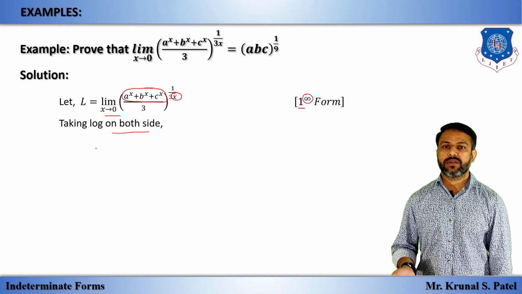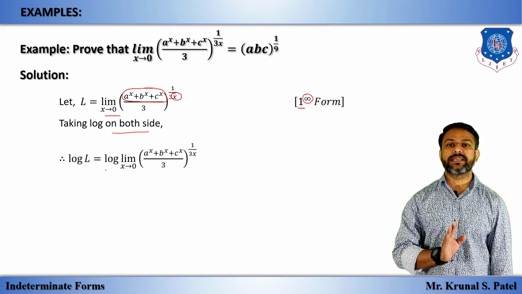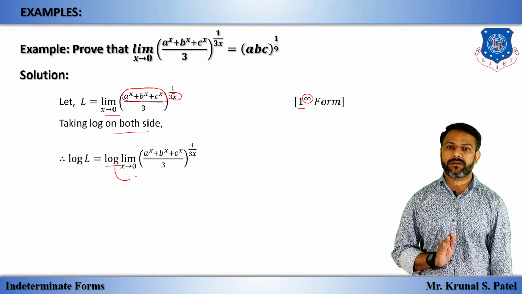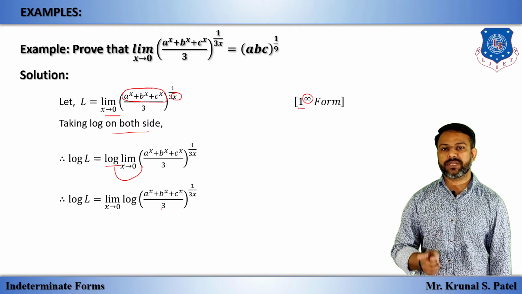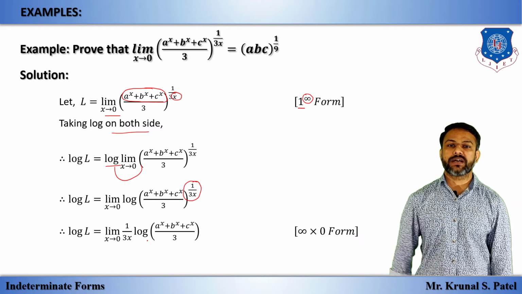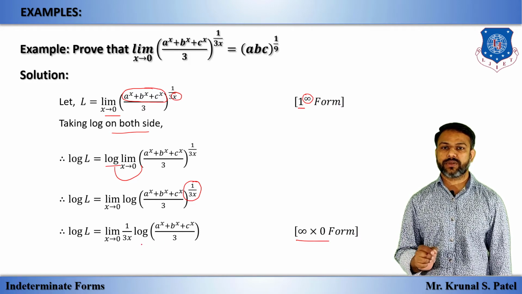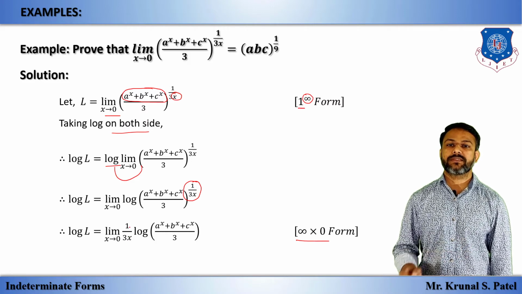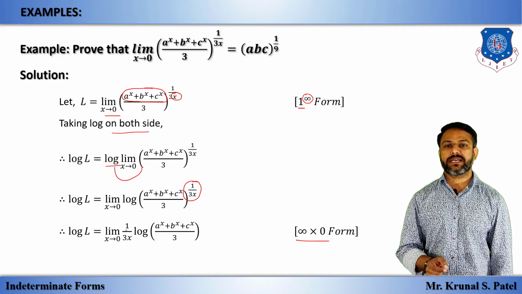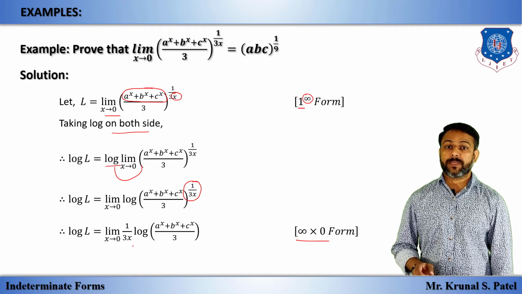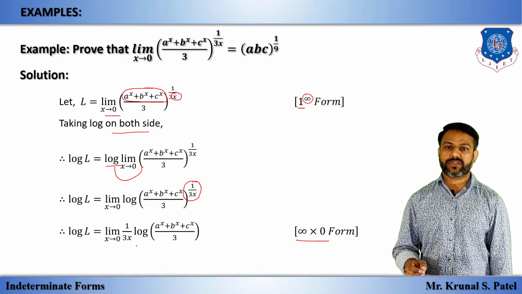After taking log on both sides, take log into the limit. If we take log into the limit, we know the rule of log, that the power comes forward, and this form becomes infinity into 0 form. How? If we put x equal to 0 here, it is this term into this term. That means 1 by 0 is infinity, and we know that 3 by 3 is 1 and log 1 is 0. Now, after getting this form, we know that either of these two functions has to be taken to the denominator.